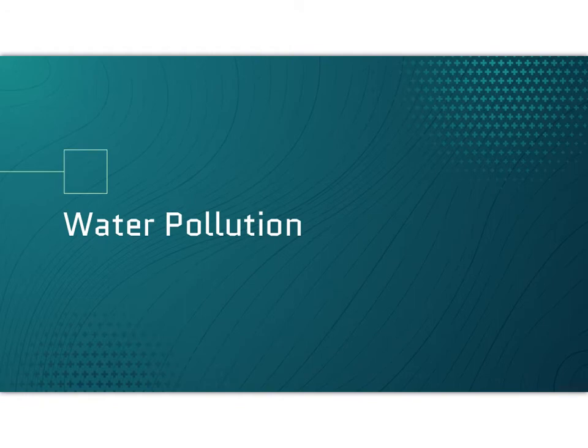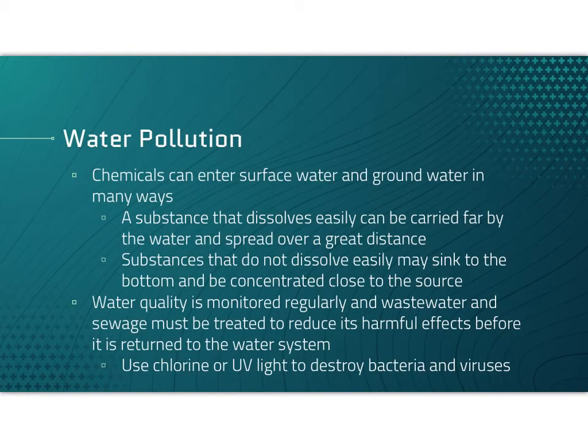Water pollution. Chemicals can enter the surface water and the groundwater in many ways. A substance that dissolves easily can be carried far by the water and spread over a very great distance. Substances that maybe don't dissolve as easily may sink to the bottom of wherever they're introduced and become more concentrated closer to that source. Water quality is monitored regularly, and wastewater and sewage must be treated to reduce harmful effects before being returned to the water system.